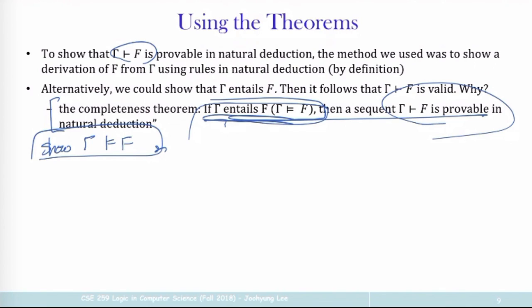I'm actually using natural deduction in two different levels, so let me not confuse you. So one thing is you show that gamma entails f. Then by the completeness theorem, you can say that gamma derives f.